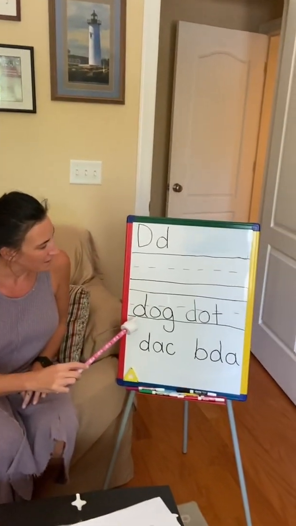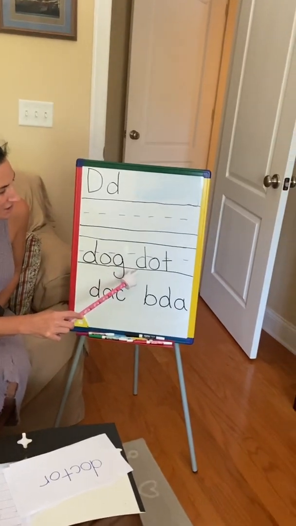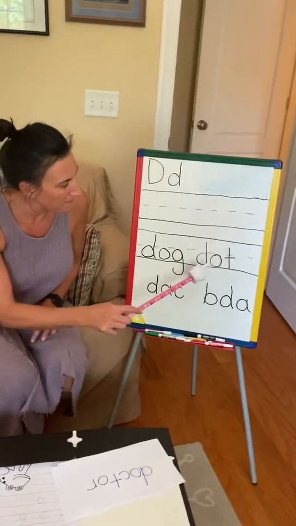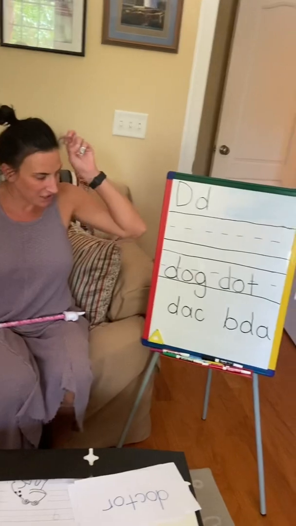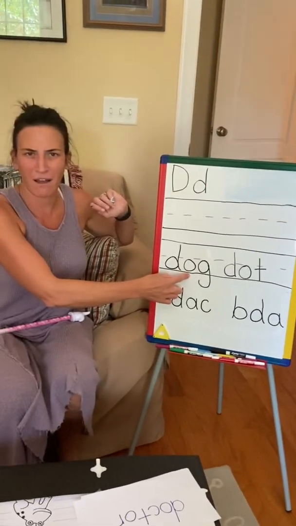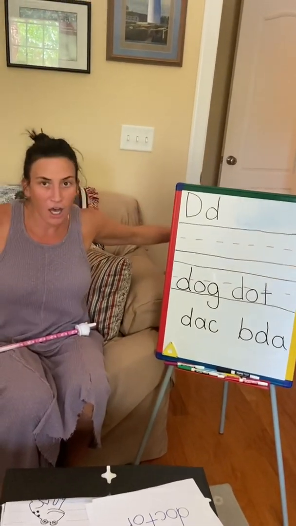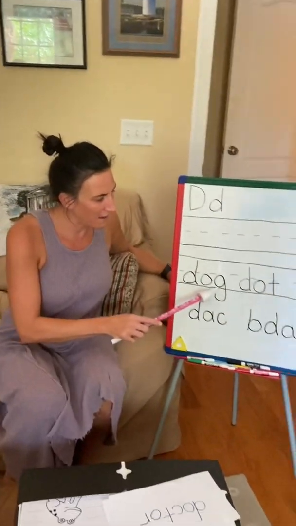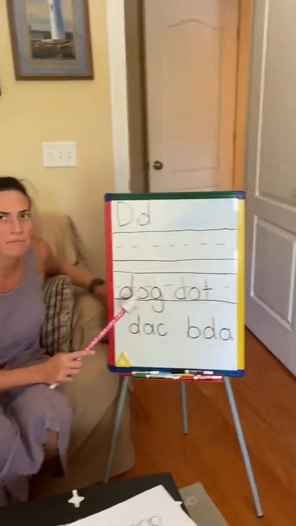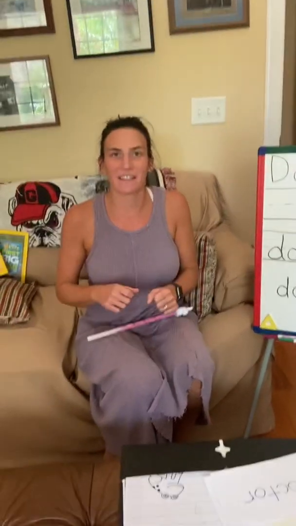We have dog, dot, D. What letter is that? O. What's that letter? What do you think? That's right. G. So it makes G.